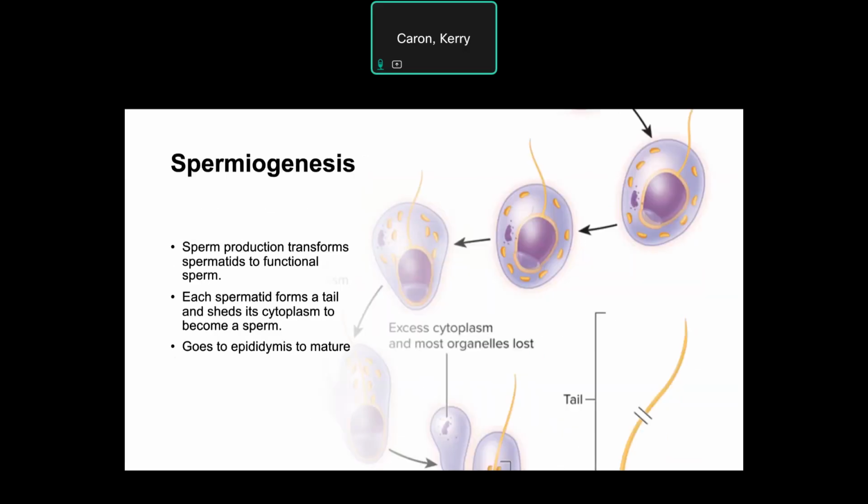So spermiogenesis means the sperm production that transforms the spermatids, kind of those teenagers, into functional sperm. So don't confuse the words spermatogenesis and spermiogenesis. Each one of the teenagers, the spermatids, is going to form a tail and shed its cytoplasm to become a sperm. We know that this production happens in the testes, and now these guys are going to move to the epididymis to mature.